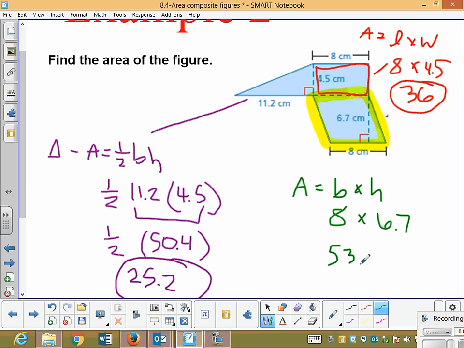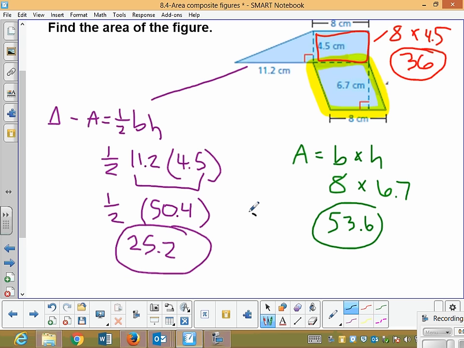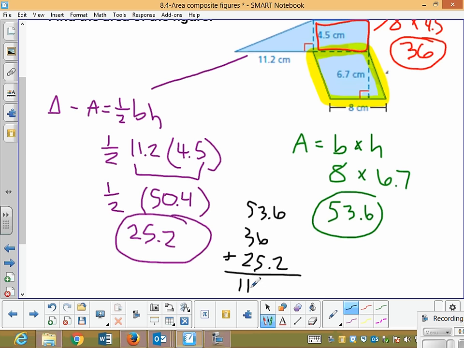And then can you guess what we're going to do next to the numbers that I circled in each section? 36, 53.6, and 25.2. If you guessed it, we are going to go ahead and add them. So we're going to take 53.6, and we're going to take 36, and we're going to take 25.2, and we're going to add them all together. And when you add it all together, that gives you the area of the composite figure, which is a total of 114.8.